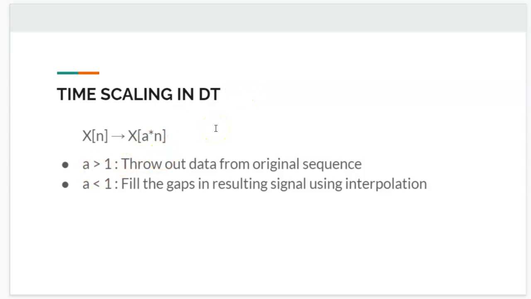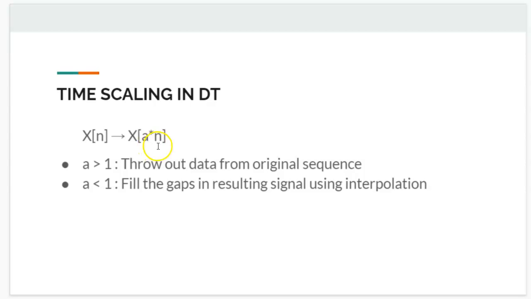And the other thing happens when a is less than 1. Let's say you are given x of n, the sequence, and you wish to form x of n by 3. Then you define a new sequence called phi of n, which is equal to x of n by 3. If you look at the values corresponding to phi of 1, phi of 2, phi of 3, all those things, phi of 1 is equivalent to x of 1 by 3.